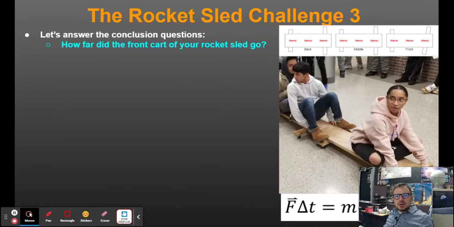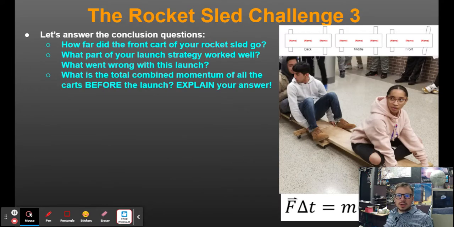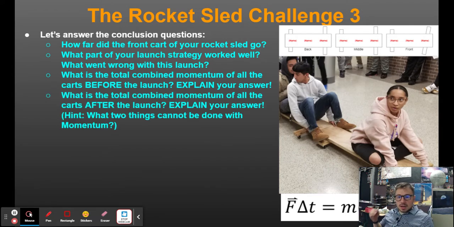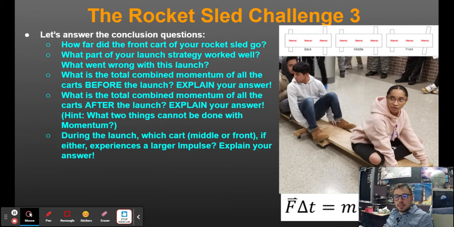All right. So if we look at the conclusion questions, what's the total combined momentum of all the carts before the launch? Well, the total combined momentum is going to be 0. They're at rest. Now, the total combined momentum of all the carts after the launch is going to be 0. You cannot create or destroy momentum. Whatever the forward momentum is has to be balanced out by the negative momentum. So positive has to balance out with the negative, then the total is still 0. We didn't create or destroy any momentum.